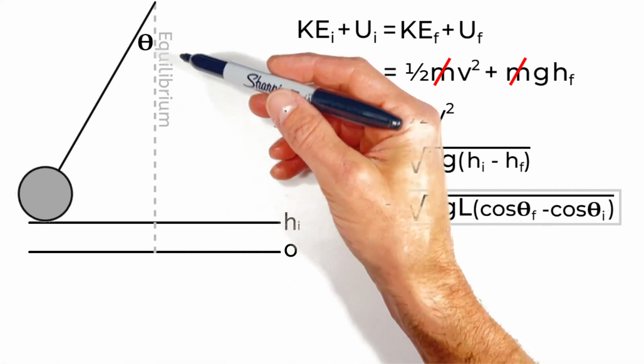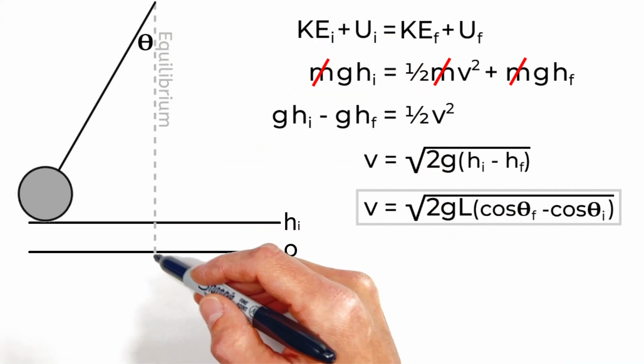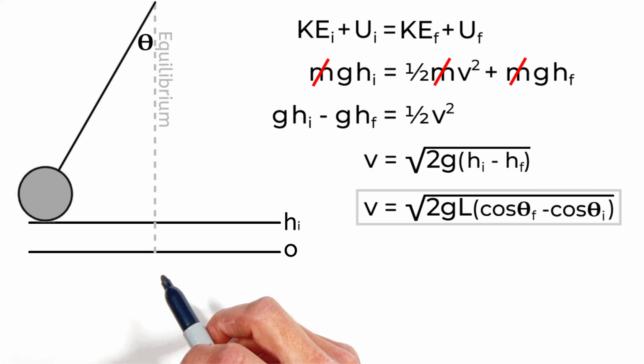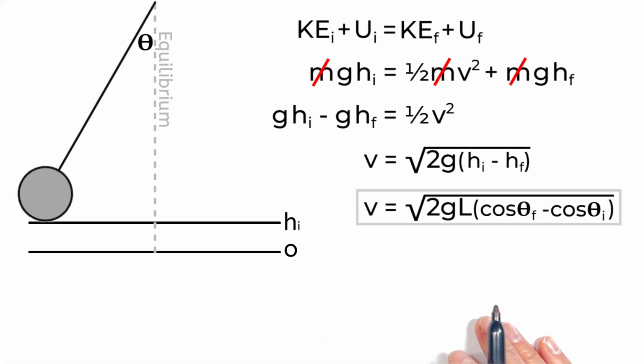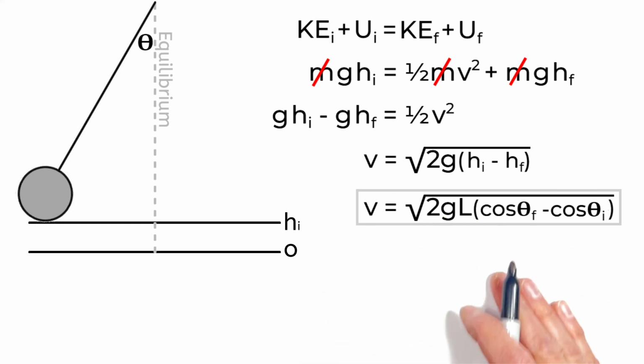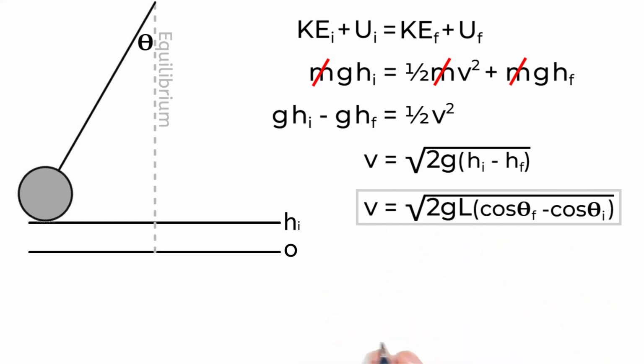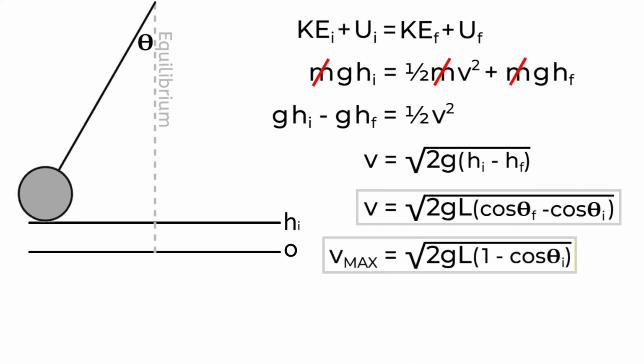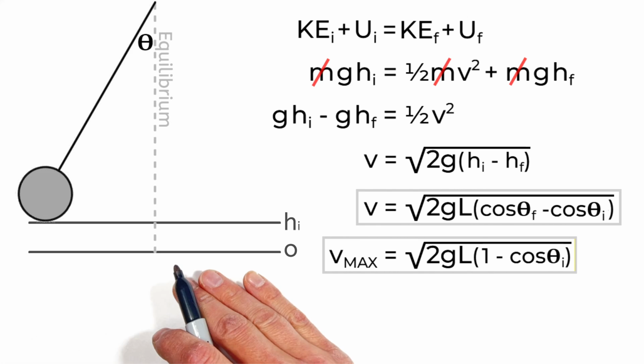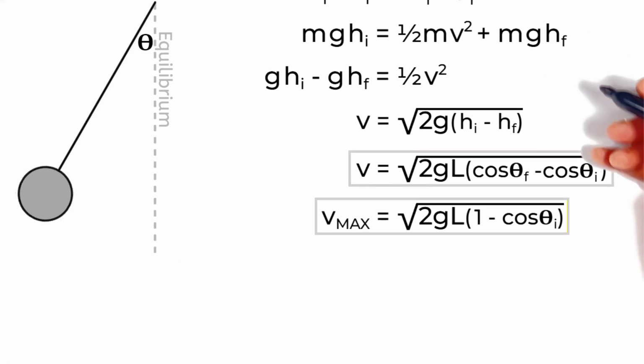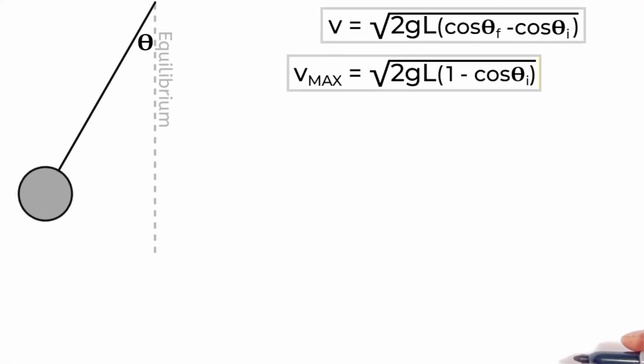Now, more often than not, you're going to be asked to solve for the velocity of this pendulum as it reaches its lowest point. Now, at its lowest point, the angular position of the pendulum is going to be 0 degrees. And so this whole equation that we have is going to reduce down to this, an expression for the maximum velocity, that is the velocity of the pendulum at its lowest point. So let's put some numbers to this and I'll show you how these equations work.